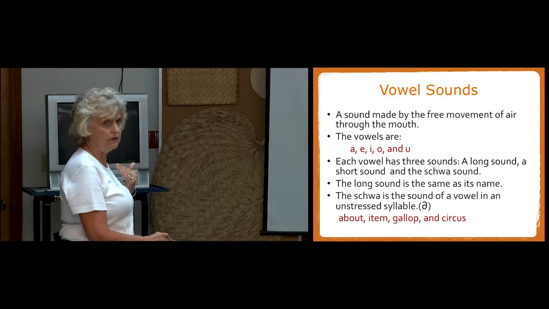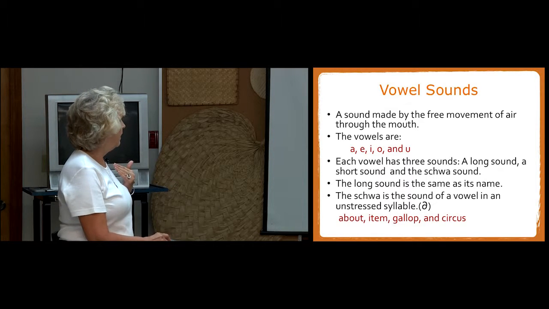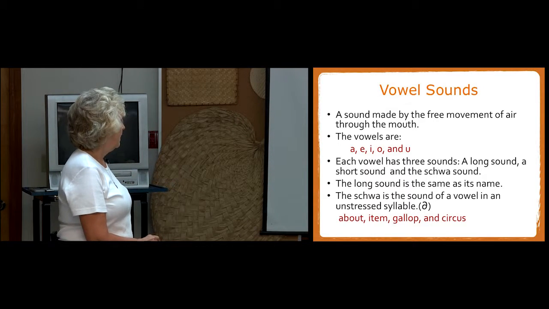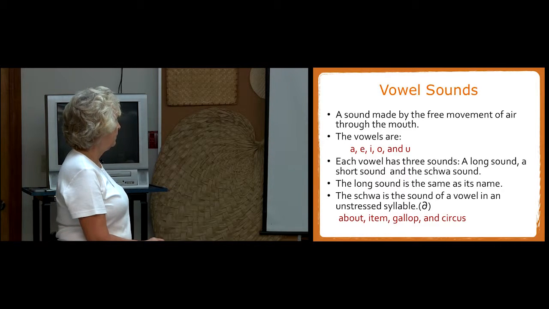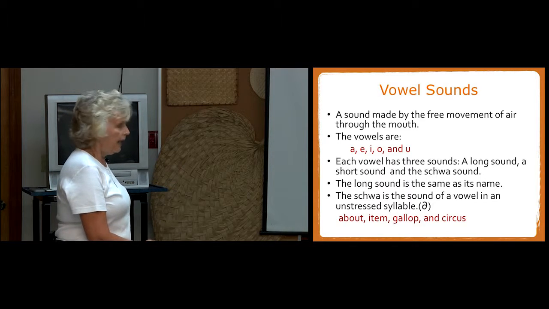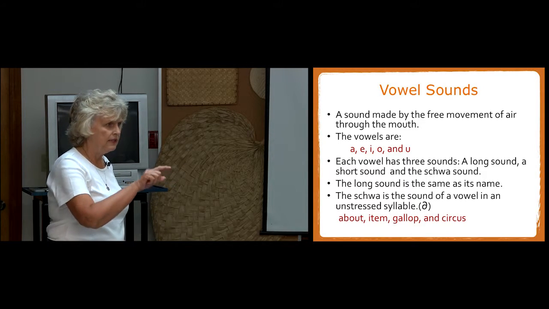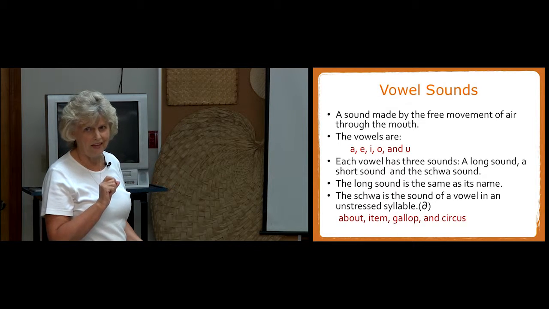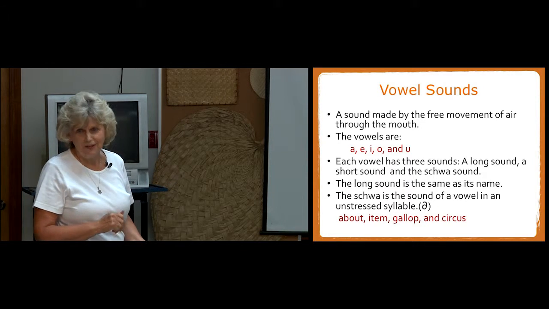They've got a long sound, which is their name. They've got a short sound, and then they have this little thing called the schwa sound. The long sounds are just like their name. The schwa sound is the sound of a vowel in an unstressed syllable, so it won't have any accent on it. If you look in the dictionary and see this little thing that looks like an upside down E, that's your schwa, and every vowel can make that sound.